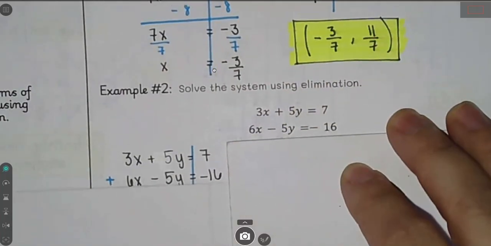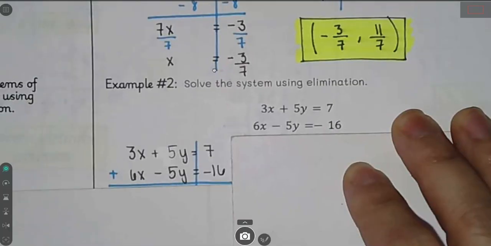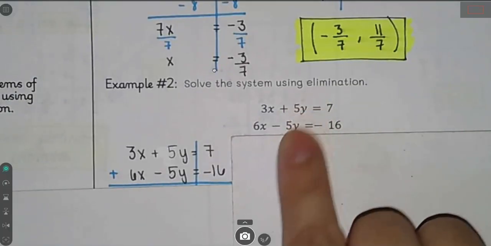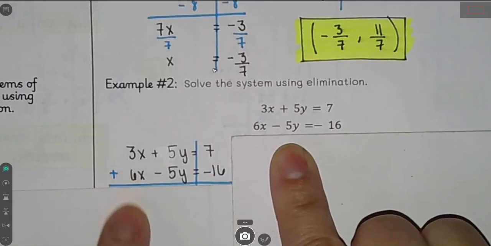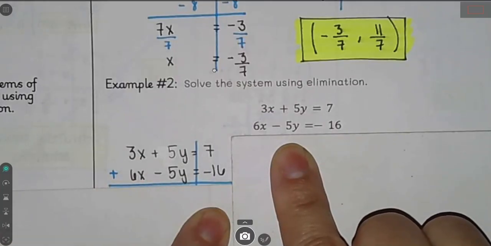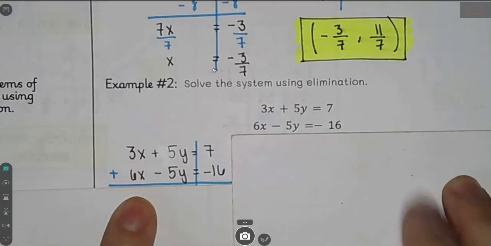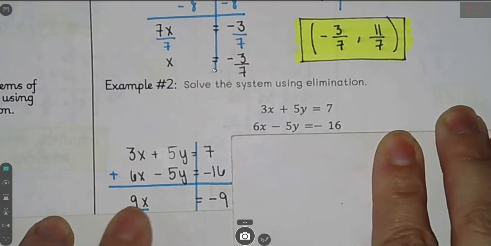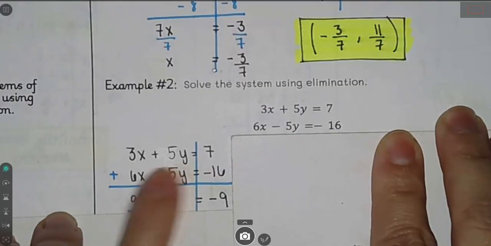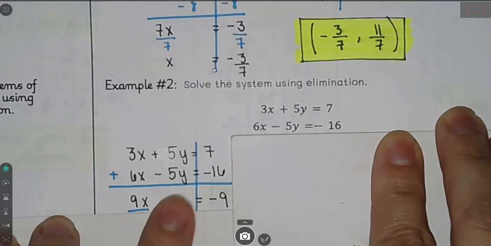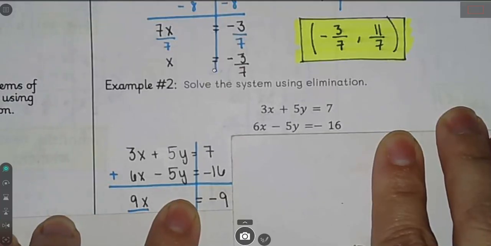Okay, so we are given these 2 equations. Notice that these coefficients are the same. We've got a 5 and a negative 5. You can add these vertically to eliminate a variable. 3x plus 6x is 9x. 5y plus negative 5y is 0. 7 plus negative 16 is negative 9.